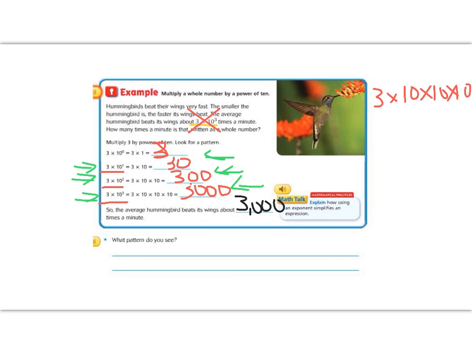times per minute. Think about this question that it says below. What pattern do you see? If you look at my green arrows, I pointed out that when the exponent number gets bigger, what happens to the zeros? Be prepared to answer this question in class tomorrow.